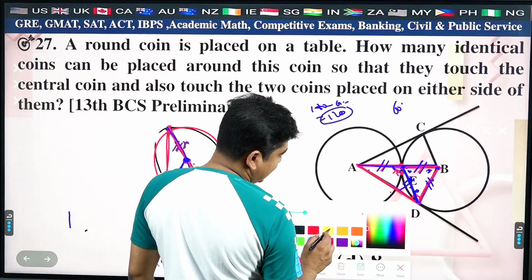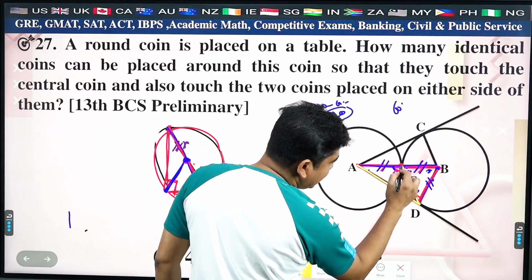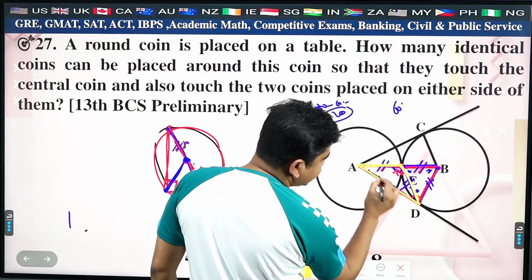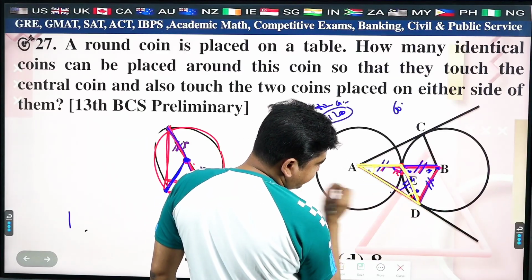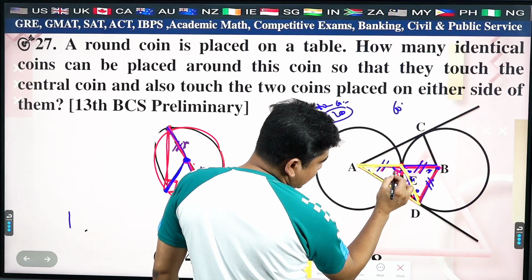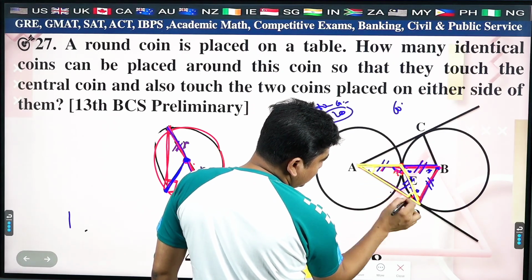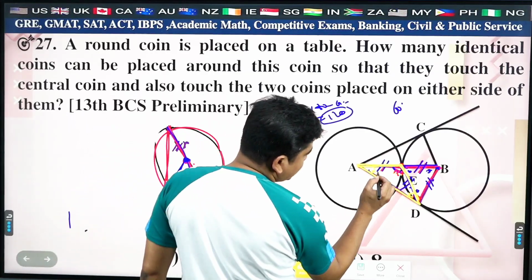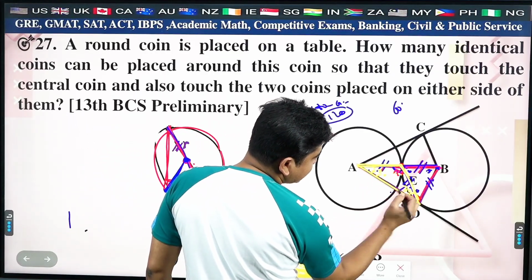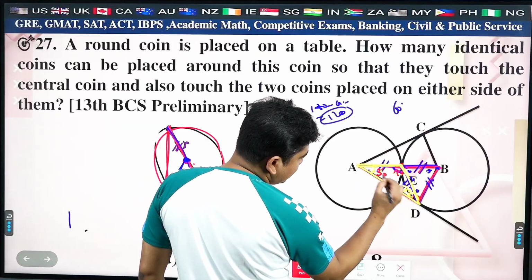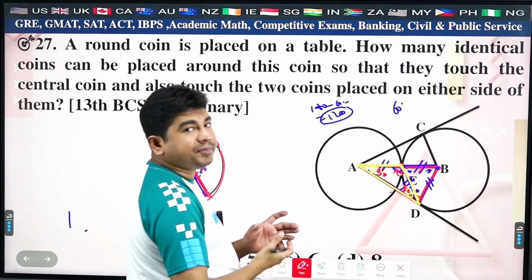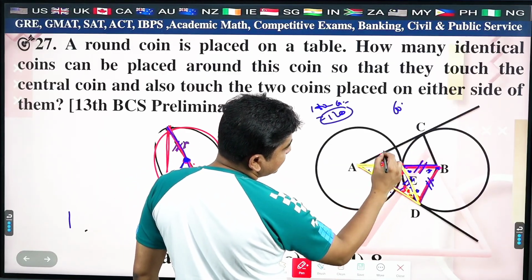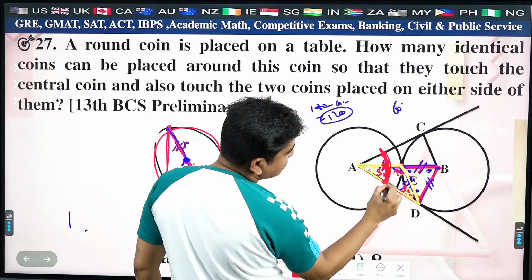And in this triangle, ADE, this side and this side are equal. So this angle and this angle are equal. The value of this angle is 120. So the sum of these two angles is 60. So this angle is 30 and this angle is 30. The value of this angle is 30. So the value of this angle is 60.